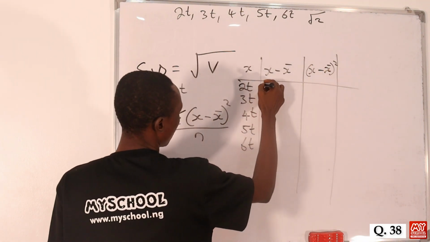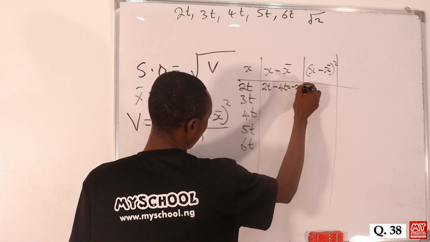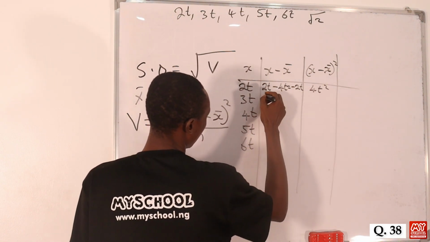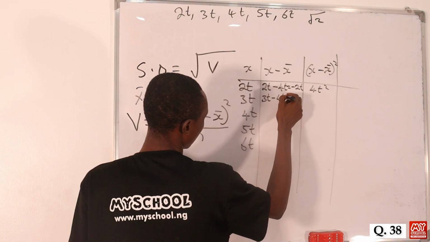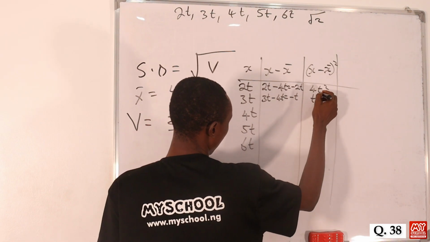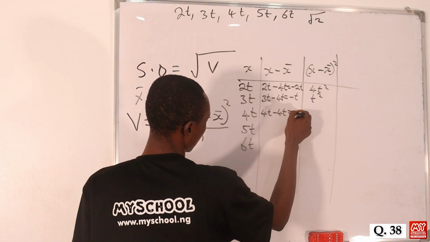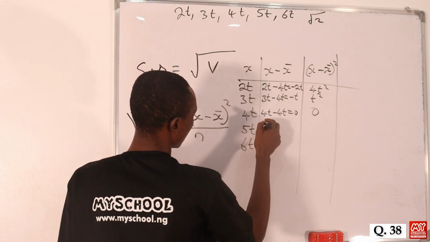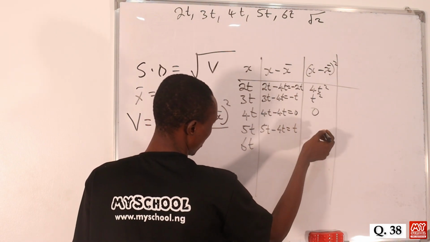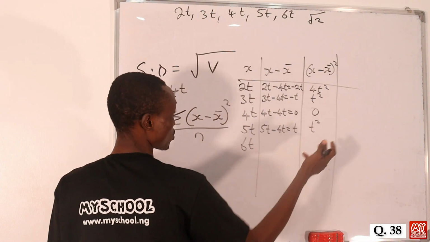Okay, so you'll be having 2t minus 4t, and that will give us minus 2t. So minus 2t squared will give us 4t squared. So here 3t minus 4t, that will be equals to minus t. So minus t squared is t squared. Okay, then here 4t minus 4t, that will give us 0. So yes, it remains 0. Then 5t minus 4t, that will give us t. So t squared is t squared. Okay, so we square t to give us t squared.